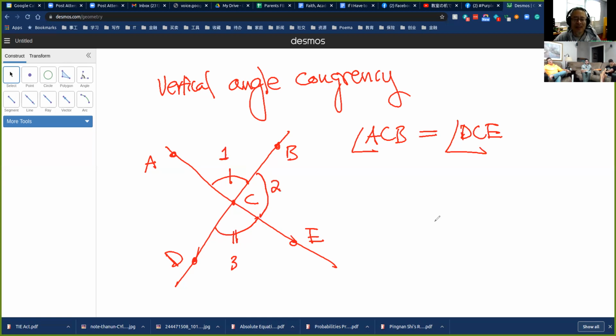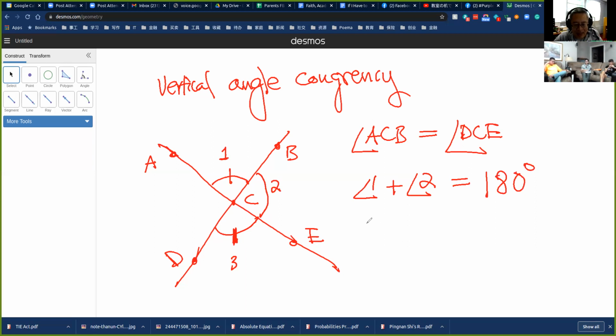Okay. So now one thing we know, angle 1 plus angle 2 is what? Because angle 1 plus angle 2 is on the line here. So therefore, angle 1 plus angle 2 is 180 degrees, which we call a straight angle.